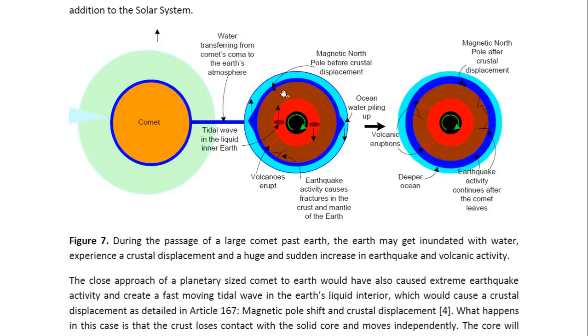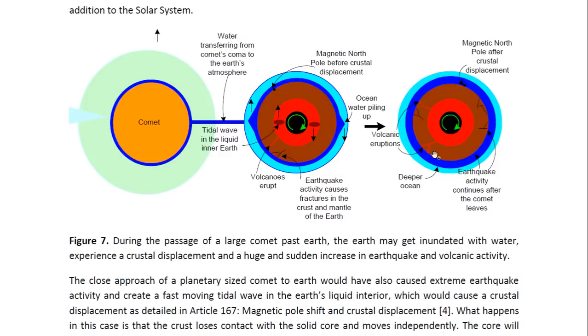So the magnetic field is made up of two parts of the inner core. Both must be permanent, as I've explained in a previous article, Article 167, entitled Magnetic Pole Shift and Crustal Displacement, where I explained that. But the magnetic pole would have changed, say, from one position there to there, the North Pole. And we can see here this line of magma flowing to the surface due to the seismic activity induced on the planet would, as I have shown here, be in a different position.